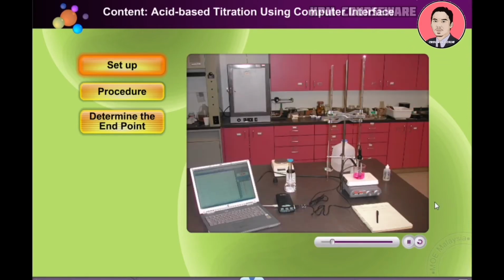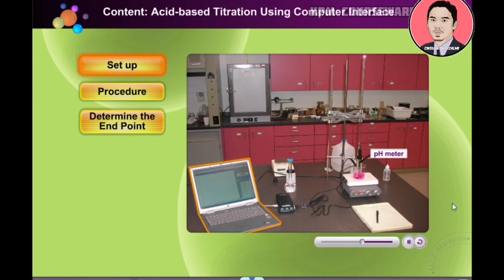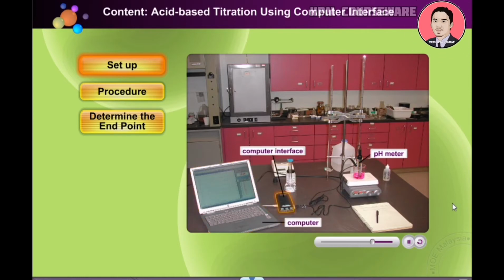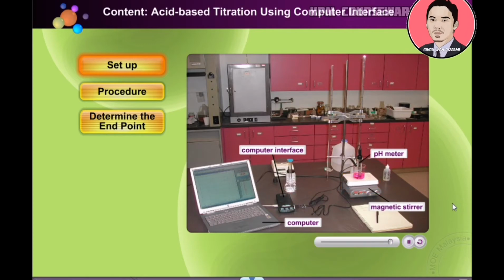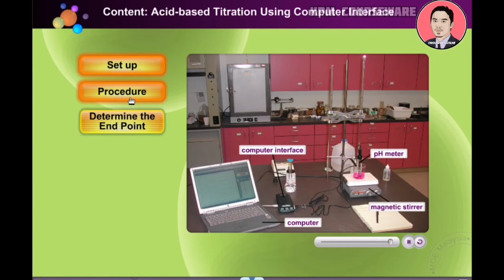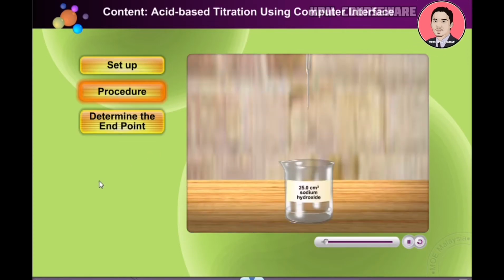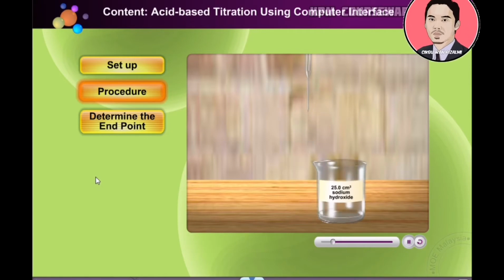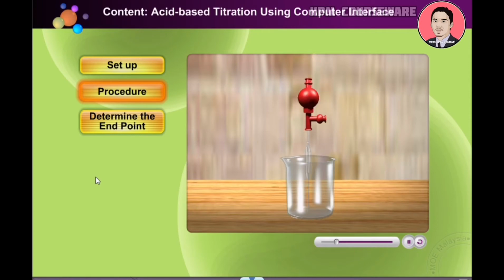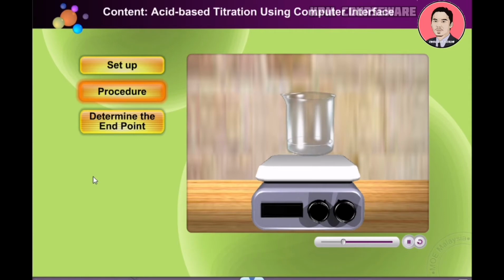Other than the normal apparatus like pipette, burette, a beaker, and a retort stand, you need to have a pH meter, a computer interface, and a magnetic stirrer. Prepare the normal setup for a titration. Then, place the beaker on a magnetic stirrer.